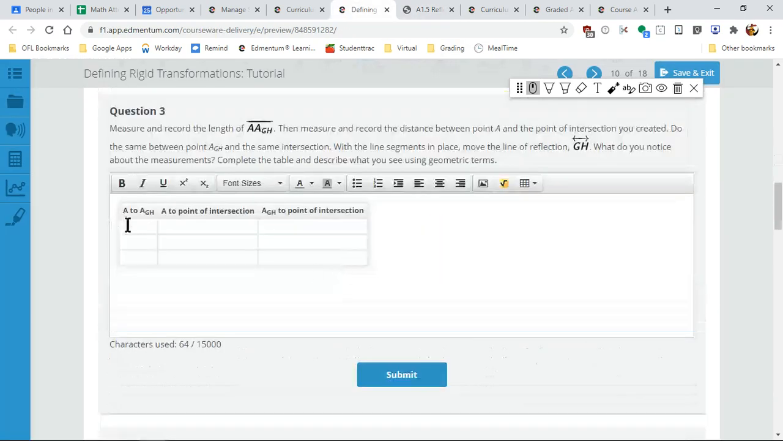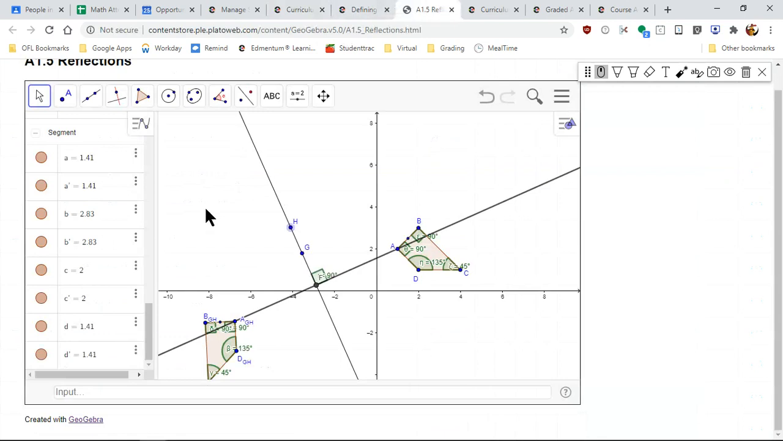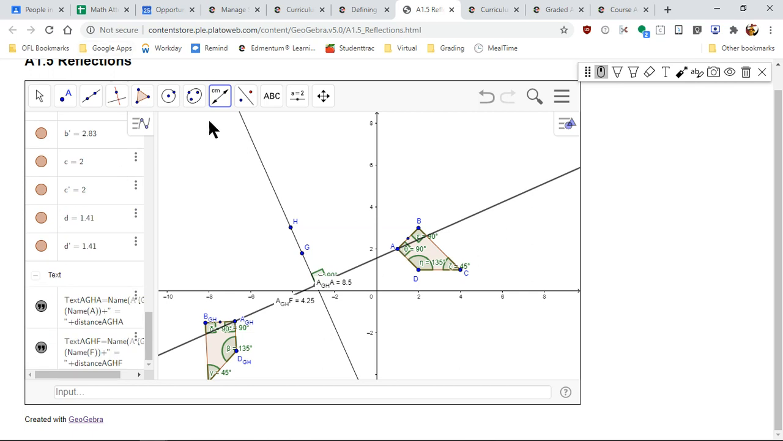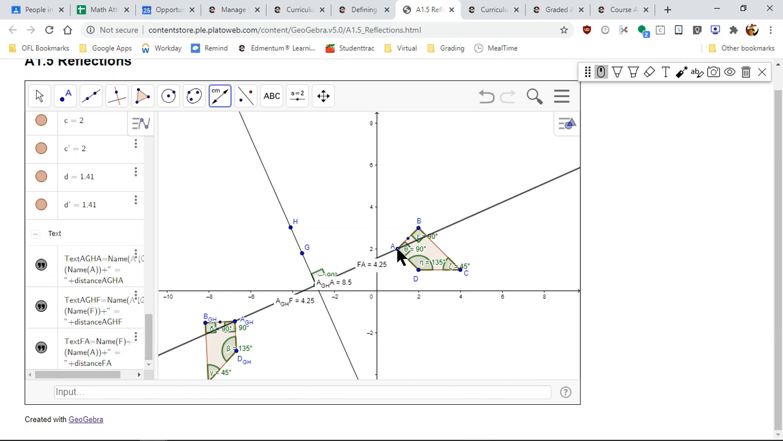Now, what it wants us to do here is measure the distance, and we're going to do it several times. From A to the point of intersection, and A to here. So I'm going to measure distance here to here, here to here, and the last one they wanted was here to here. They want us to measure the whole thing, and then only part of it. And what we'll notice is it's always half.